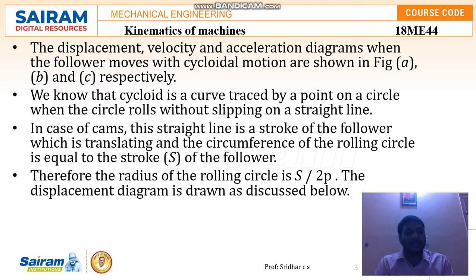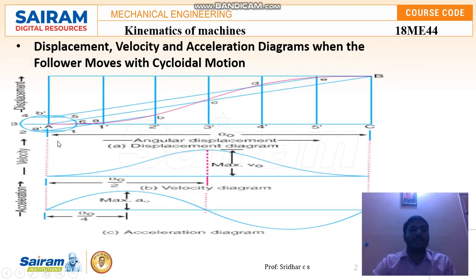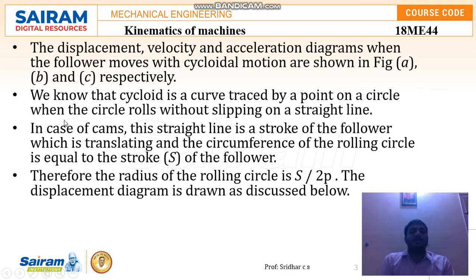So similarly in case of cams, this straight line is the stroke of the follower which is translating on the circumference of the circle, that is the stroke length S, what we have taken as the stroke length S for the follower. So therefore the radius of the rolling circle P is given by S equal to 2 pi P. That is by calculating that we're going to get the dimension. So taking that dimension as the radius, we're going to draw that cycloidal circle, right? So by using these conditions, mainly we can draw the displacement diagram. So this is one of the methods used in order to draw the displacement diagram.